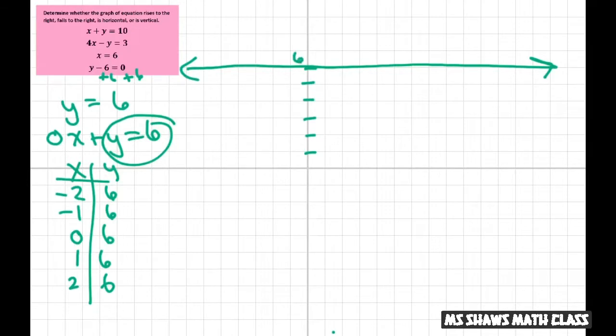This is at 6. And all of these are your x's. No matter what your x is, when you plug that in to the x, you zero it out. So you're always going to get y equals 6. This is a horizontal line. And that's it. You can just write this as y equals 6.